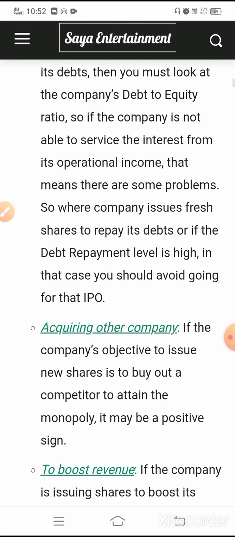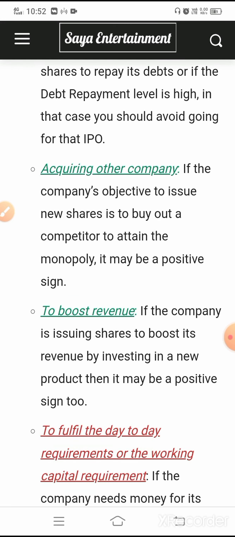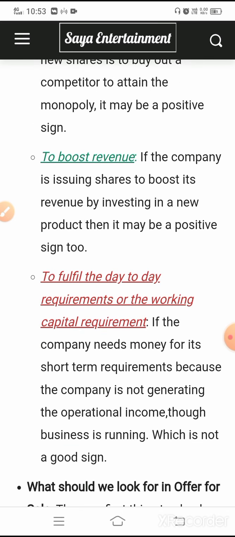Acquiring other company. If the company's objective to issue new shares is to buy out the competitor to attain a monopoly, it may be a positive sign. To boost revenue, if the company is issuing shares to boost its revenue by investing in a new product, then it may be a positive sign too. Next is to fulfill the day-to-day requirements of working capital. If the company needs money for its short-term requirements because the company is not generating operational income, which is not a good sign.